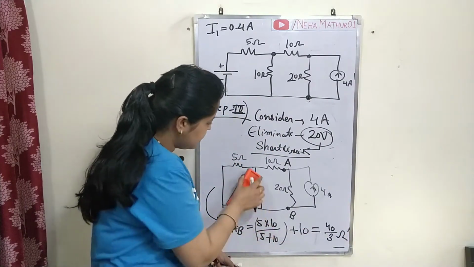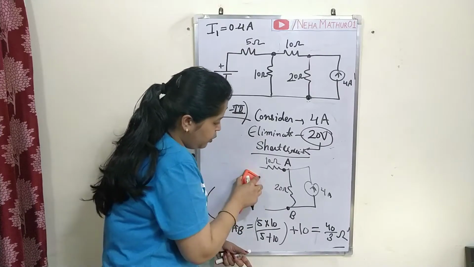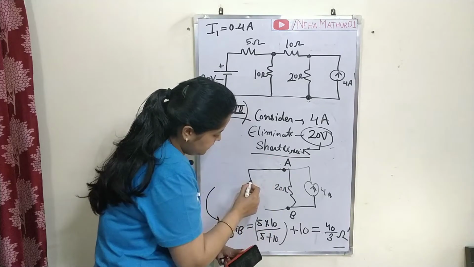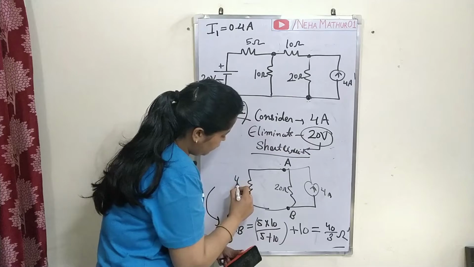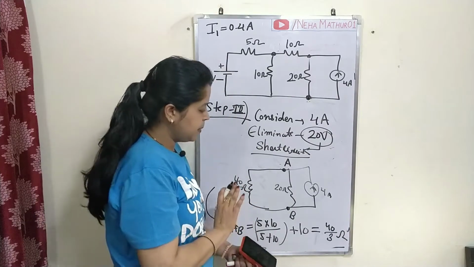Fine. So now your more simplified circuit will look like this, 40 upon 3 ohm. Fine. This is just the simple calculation.